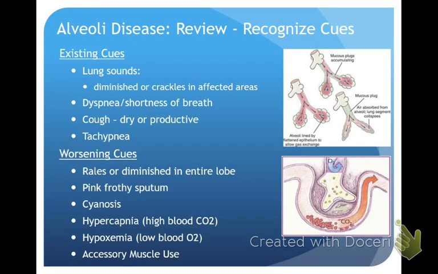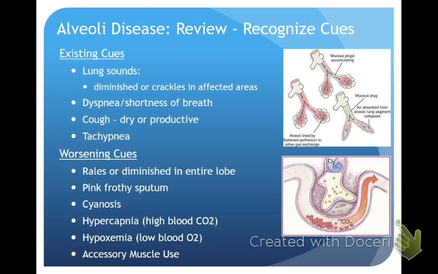So what are we going to hear if we have fluid in our alveoli? You will have diminished lung sounds, no airflow, or crackles in the affected area. Crackles is the sound of oxygen and gases trying to bubble through that. You can also have diminished breath sounds because air can't get through fluid. You can have rales. Rales mean there's a lot of fluid. You're hearing a lot of bubbling going on. It's just louder crackles, really. So you're going to hear wet lung sounds if you have alveoli disease.